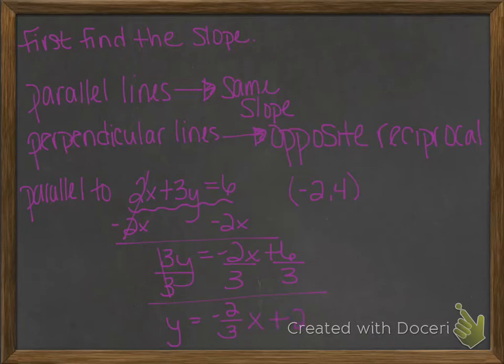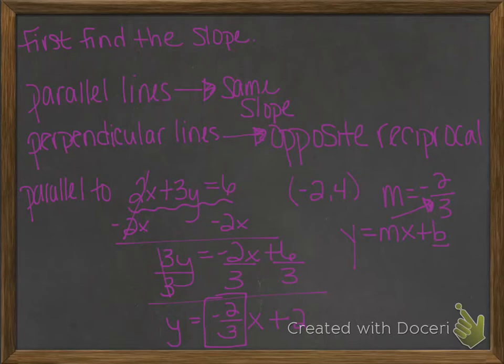Okay, now this equation is written in slope-intercept form, and I can find my slope. It's right here, this -2/3. So here's what I know so far. I know that my slope is -2/3 because it's parallel, same slope, and it goes through this point. Now when you write your equation, I just write it in slope-intercept form, y equals mx plus b. What we need for this equation is the slope, which we have, and we also need the y-intercept, the b. We don't know it, so we're going to have to solve for it.